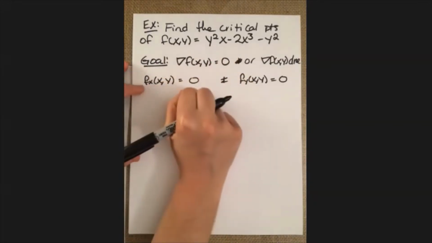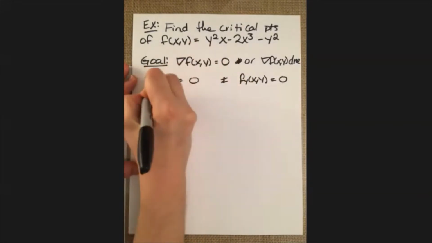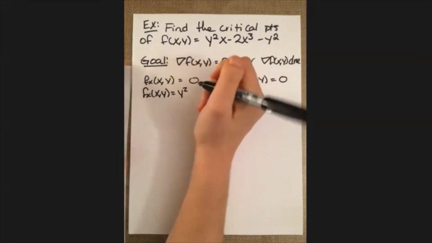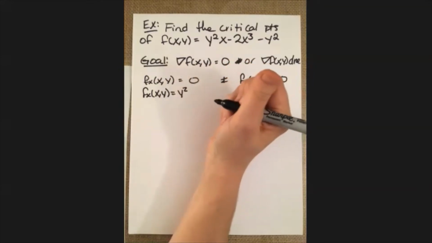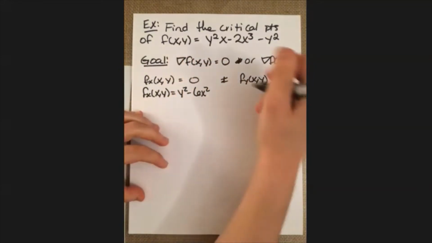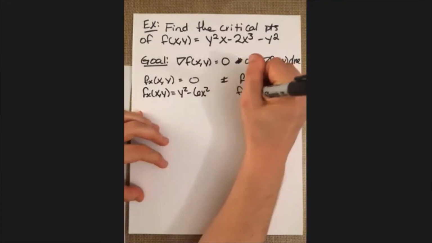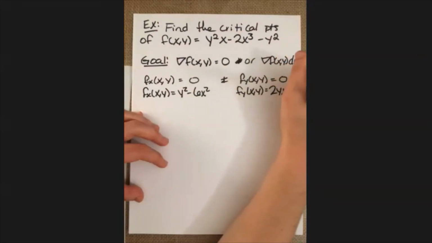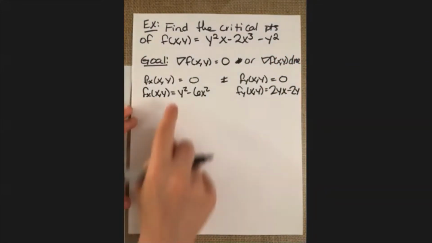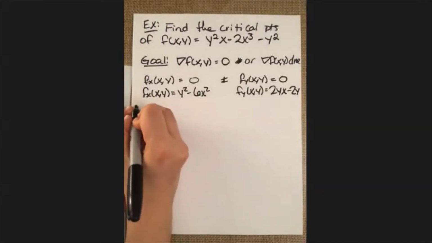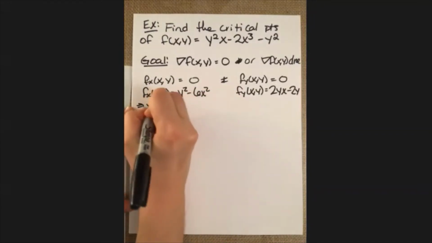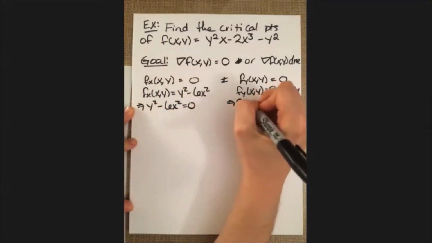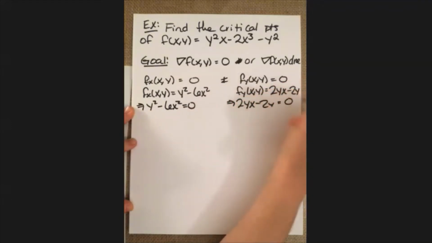So our partial derivative with respect to x is going to be y squared minus 6x squared. And then our partial derivative with respect to y is going to be 2yx minus 2y. So I want these to be equal to 0. So I'm going to have y squared minus 6x squared equals 0. And 2yx minus 2y equals 0 here.